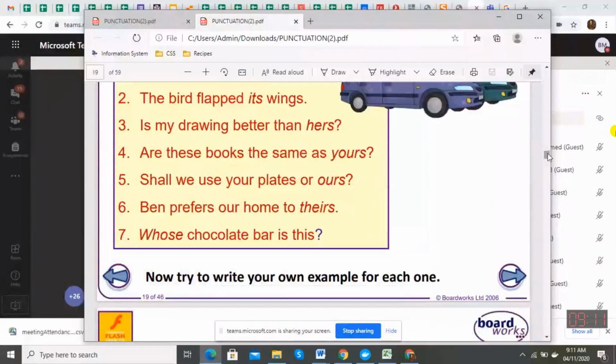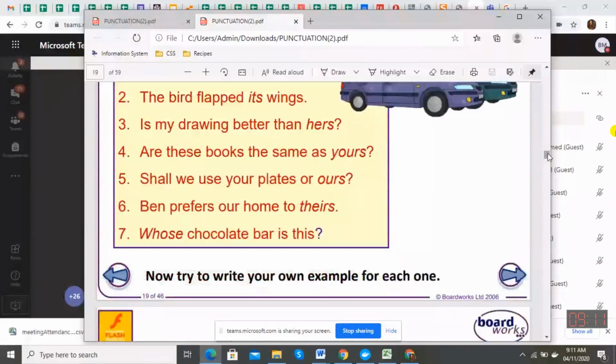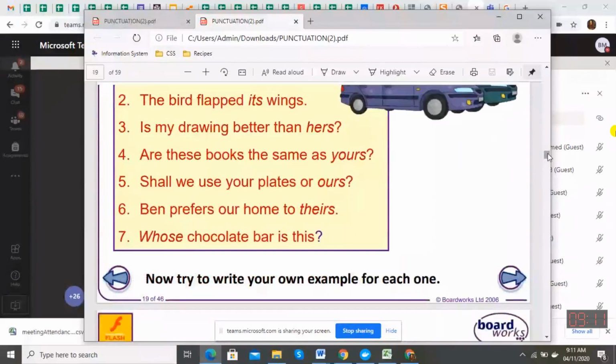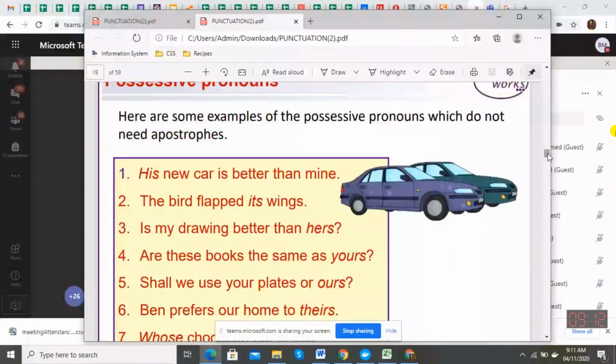So you can practice. You can write a few sentences of your own using the possessive pronouns. We do not need apostrophes, so write down two or three sentences of those. Those who need possessive pronouns, who needs apostrophes? Now, give me some example quickly, related to the possessive pronouns that do not require an apostrophe.